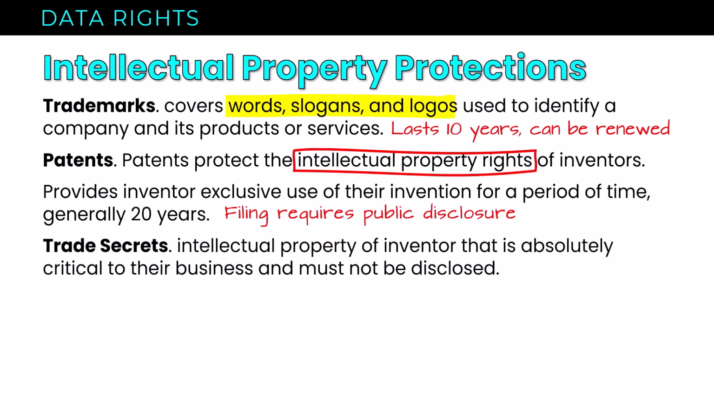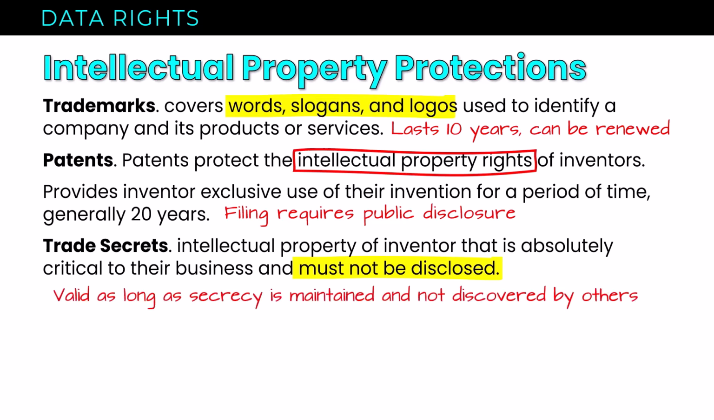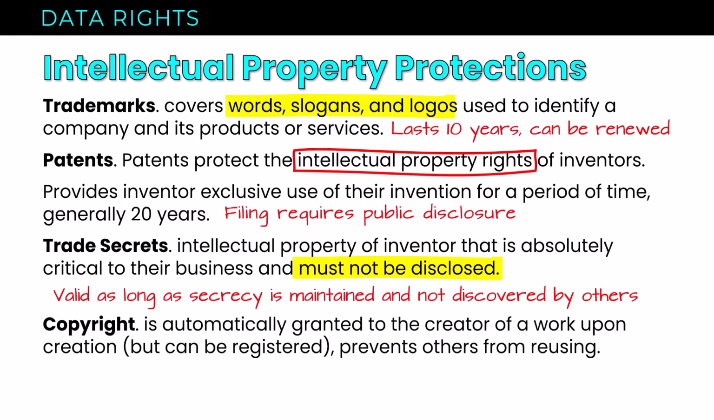There are certain requirements of utility and uniqueness in order to obtain a patent. I'm going to repeat trade secret here briefly because it is an intellectual property protection that protects the property of the inventor and must not be disclosed. So there's no filing requirement for a trade secret, but it's valid as long as secrecy is maintained and not discovered by others. You cannot go to the Patent and Trademark Office and register a trade secret, but there are 3 requirements. The information has to have economic value. It has to be information not readily known by others, and you have to take the proper steps to maintain confidentiality of the information.